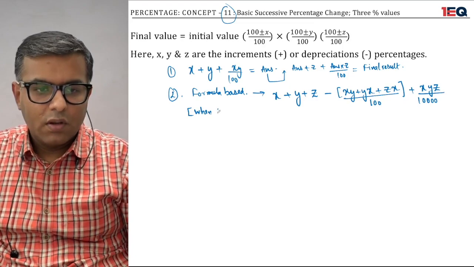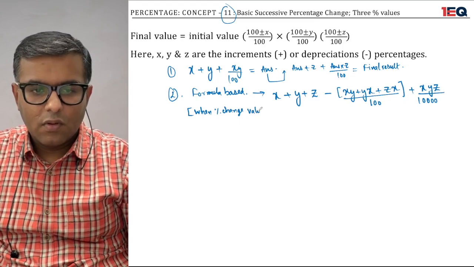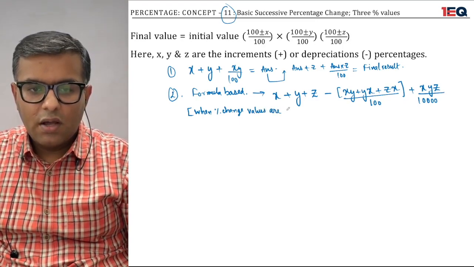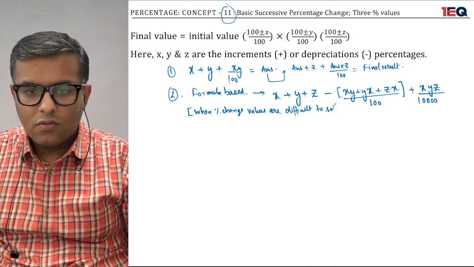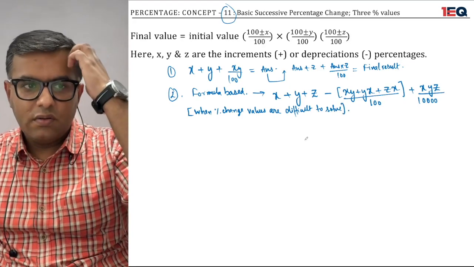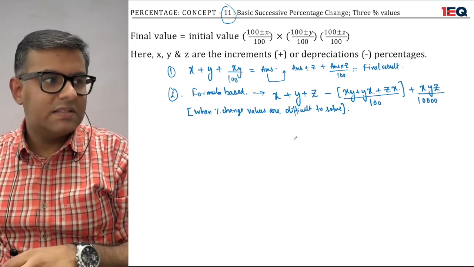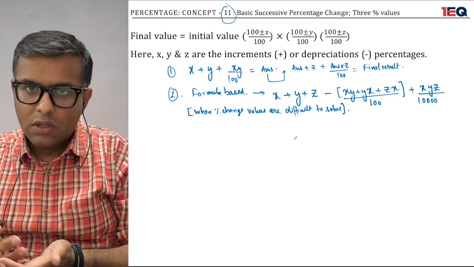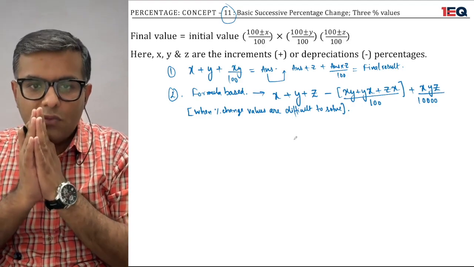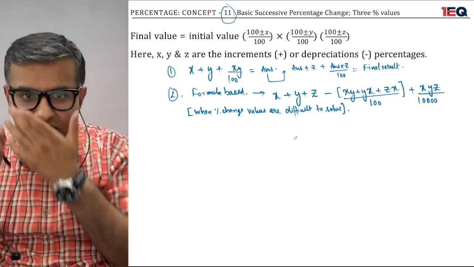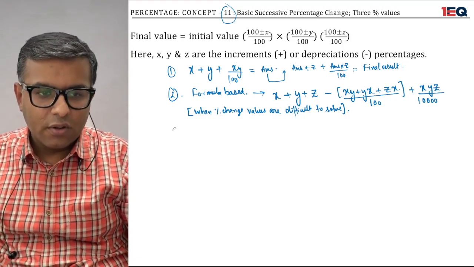When the percentage change values are difficult to solve, difficult to decipher, let's assume 37%, 28%, 29%, and these do not have a proper fractional value. They cannot be changed into, let's say, 1 by 4 or 1 by 5 very easily. That is when the successive percentage change formula kicks in. Okay, moving on to the third option.